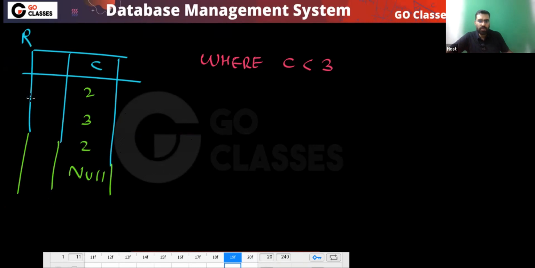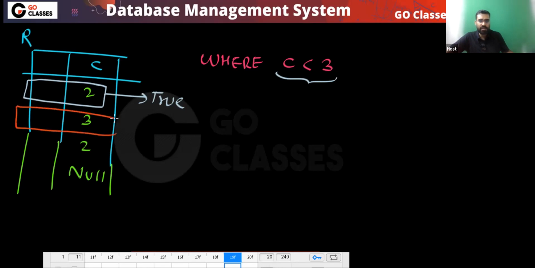So you can notice, for this complete tuple, the condition will be true. This is your condition, and it will be true for this complete tuple. And next, for this tuple, the condition is false. For this tuple the condition will be true.